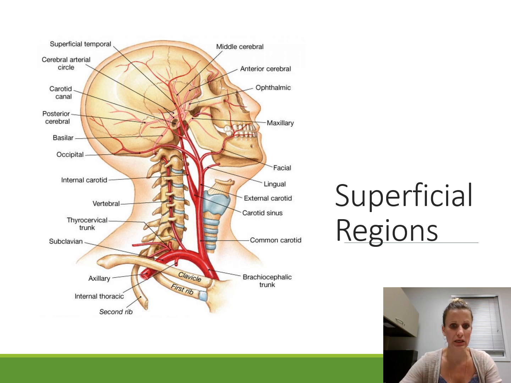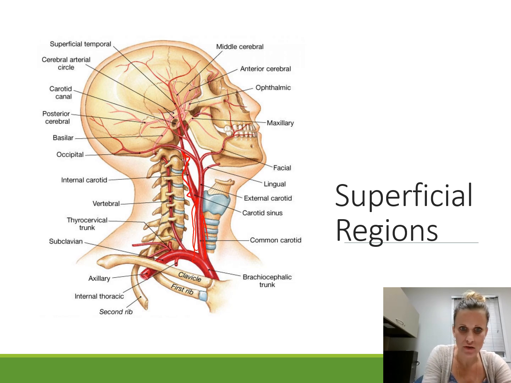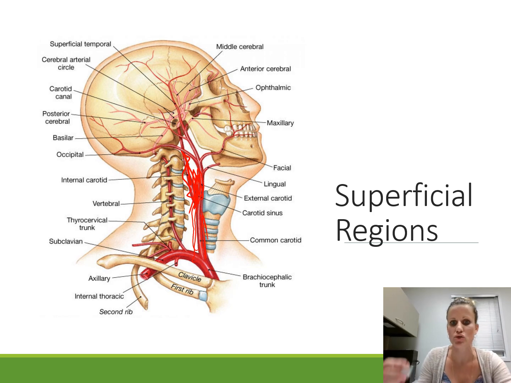So here we see all of this. Again, I let you guys know that the common carotid artery comes up pretty deep in the neck, and it splits. The internal carotid goes up into the brain, and then the external carotid comes out and has numerous branches. You see the lingual, lingual meaning tongue. You see the facial going to the face. You see the superficial temporal going up to the temple region.